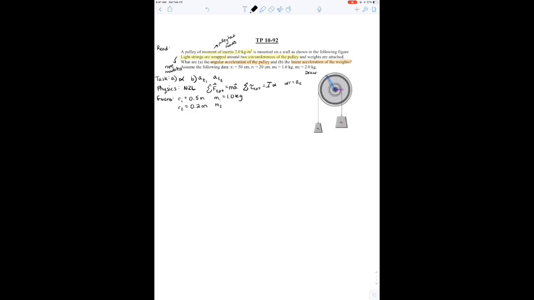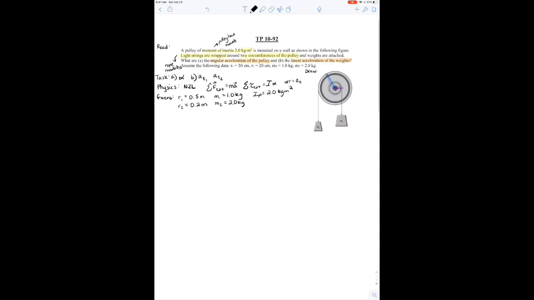So that's nice. We don't have to do that conversion. Then we're also given the mass 2. The other thing we're provided is that rotational inertia of the pulley, which is 2.0 kilograms meters squared. So that's nice. We don't have to actually solve for the mass of the pulley. We're given the rotational inertia, so it's one less step we'll have to do.